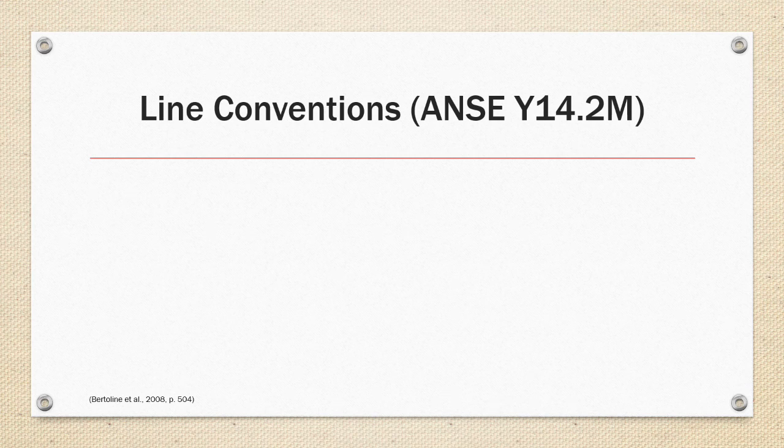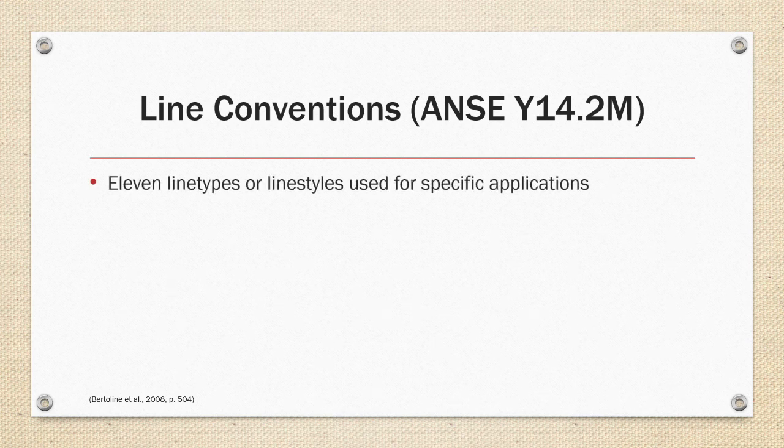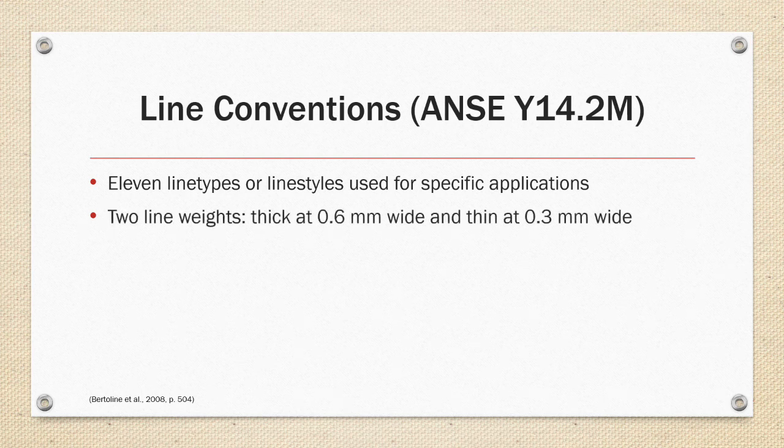ANSI Y14.2M defines standard conventions for lines used to depict orthographic views. The standard includes 11 basic line types with variations for a few of the line types. Some CAD software refer to the line types as line styles. Each of the line types in the standard have one of two line weights, or thicknesses, with thick lines measuring 0.6 millimeters wide and thin lines 0.3 millimeters wide, respectively.